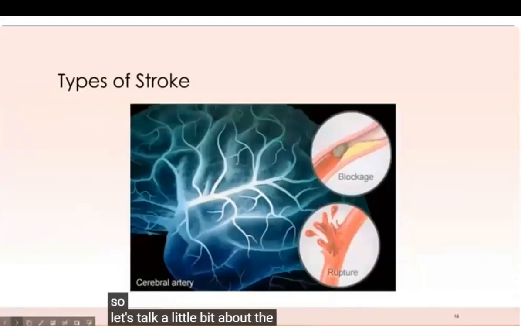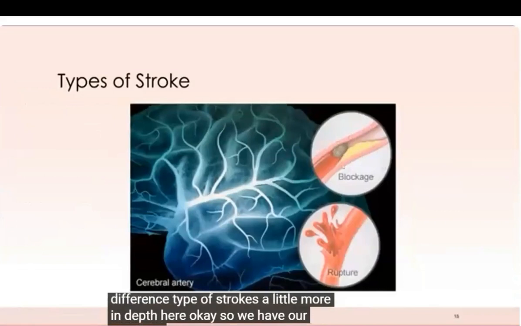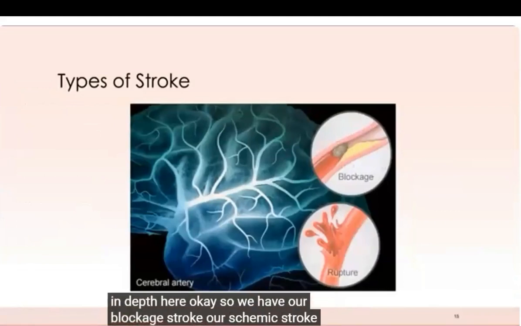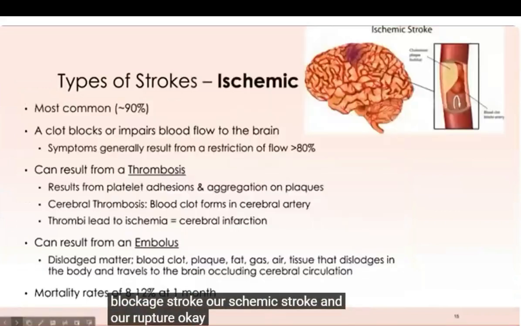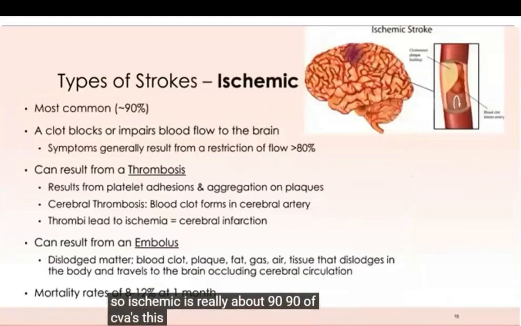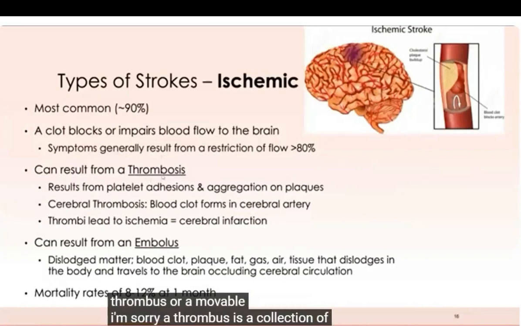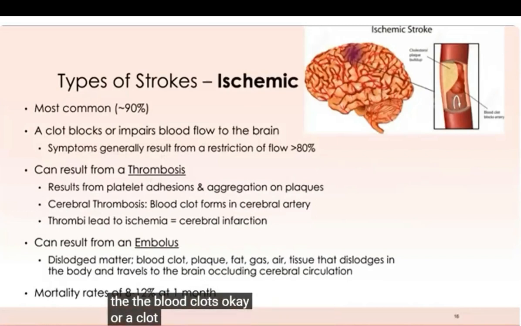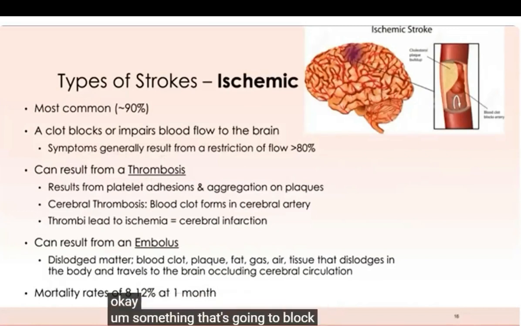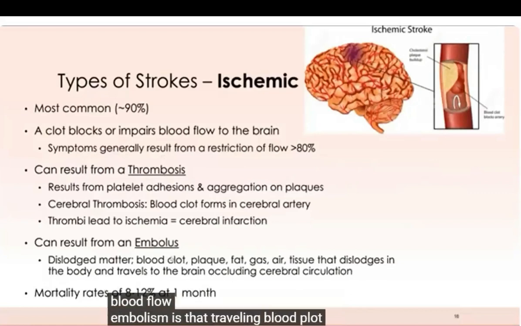Let's talk a little bit about the different types of strokes, a little more in depth here. Okay, so we have our blockage stroke, our ischemic stroke, and our rupture. Okay. So ischemic is really about 90% of CVAs. This is a very common type of stroke. So patients end up having a thrombus. A thrombus is a collection of blood clots or a clot of any kind. This could be a fat clot, something that's going to block that blood flow. Embolism is that traveling blood clot.